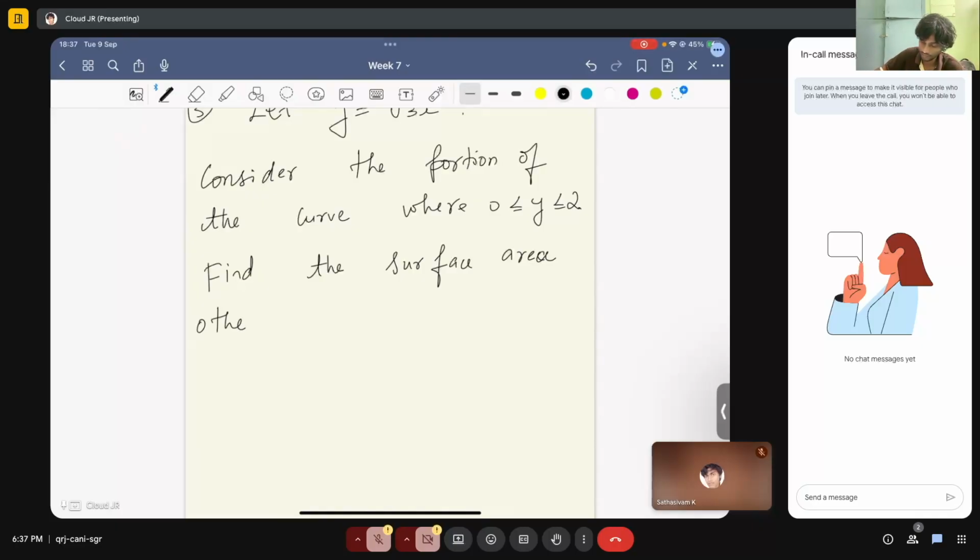Area of the surface generated by revolving the graph around the y-axis.